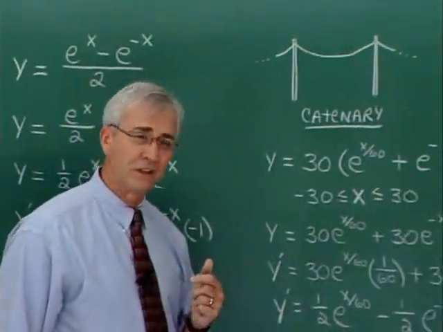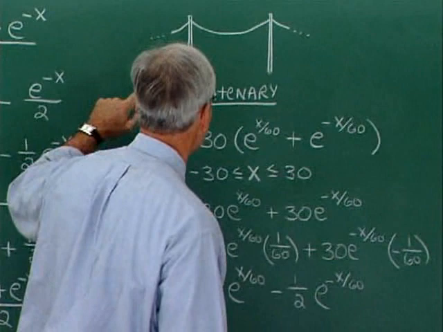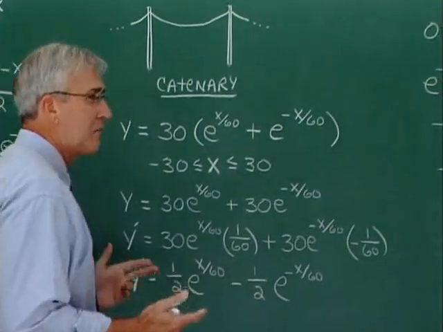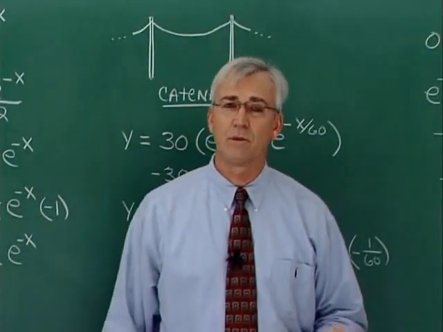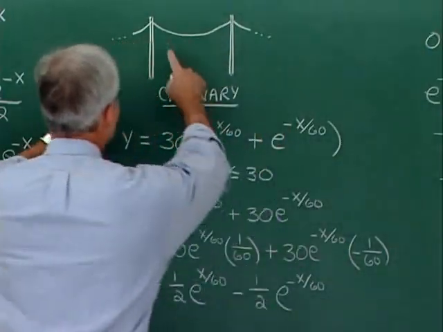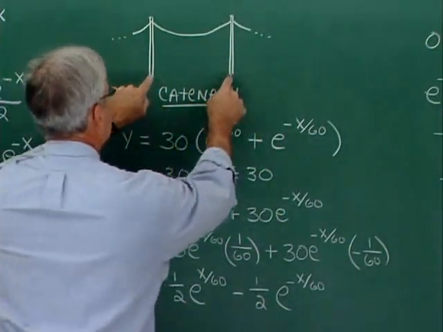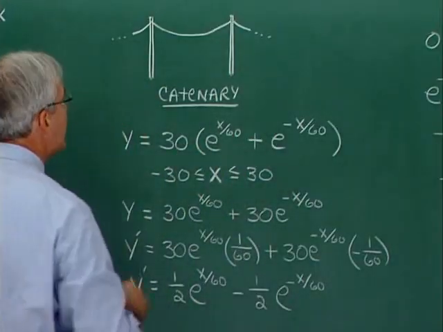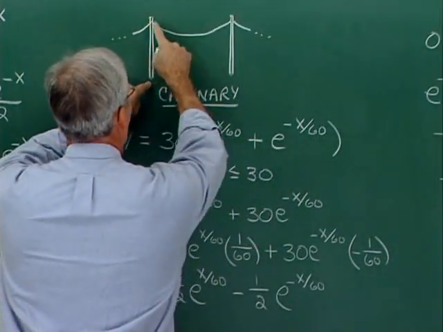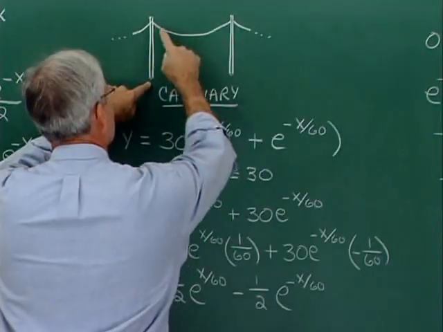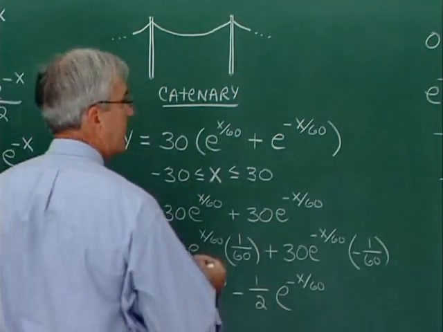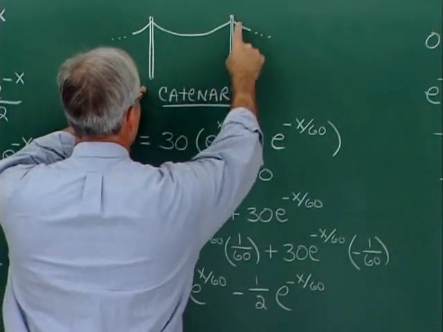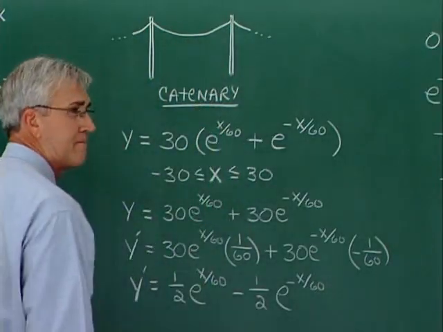Here's a situation that uses this idea. I love problems that seem so complicated, and yet they really turn out to be rather simple. Let's pretend that these are telephone poles, and the wire that's stretched between them has a certain sag in it. And the graph, this curve here, is called a catenary.